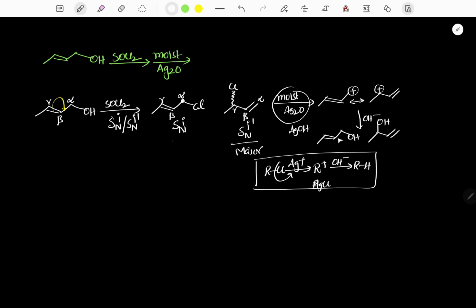And these are our corresponding final products. Among these two, this one is the stable alkene. Therefore, it is major. In this case, both give the same carbocation because of resonance, and finally you are getting two products. Among these two, we are considering the stable alkene as the major product.